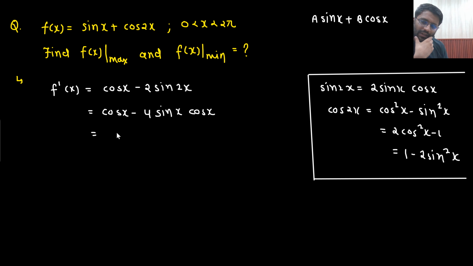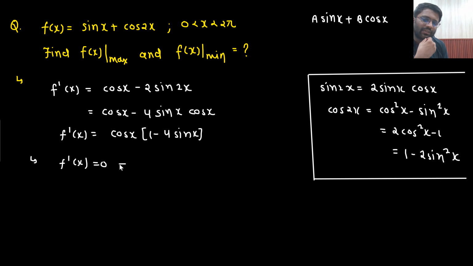So this is the scenario we are getting. F dash x we are getting is 1 minus 4 sin x. So this is your f dash x, right? Now let's find out where the slope becomes 0, because at the point where the slope becomes 0, that will be the point of maxima or minima.